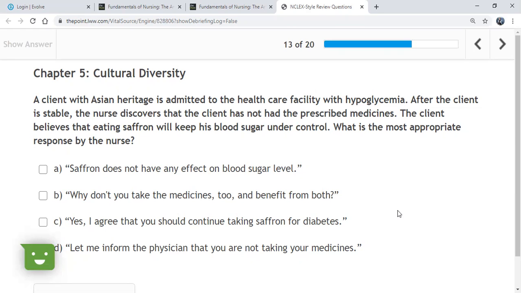B as in boy. I think that's wrong because it's a why question, and that's defensive, so we don't generally ask why questions. A: if he believes that the saffron is going to help him, I'm not sure that A is going to be an effective statement, but it might be. I think it's D. I feel like D is a little confrontational, but let's see. D as in dog, you guys want? Let's see if it's going to look right. Yes.